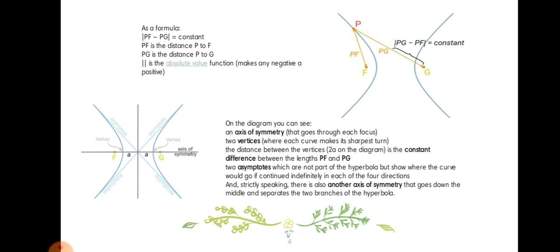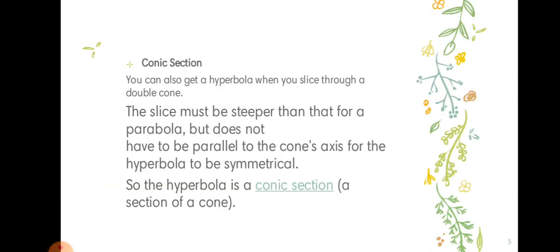There are also two asymptotes, which are not part of the hyperbola but show where the curves would go if continued indefinitely in each of the four directions. And strictly speaking, there is also another axis of symmetry that goes down the middle and separates the two branches of the hyperbola. A hyperbola is also a conic section.